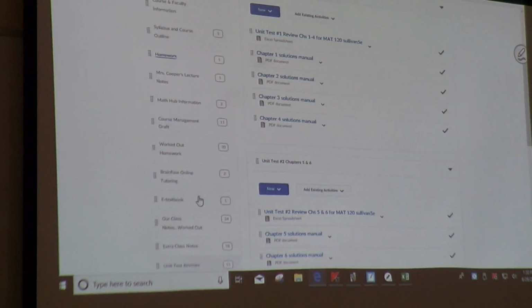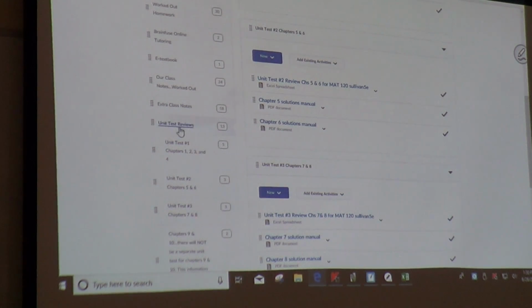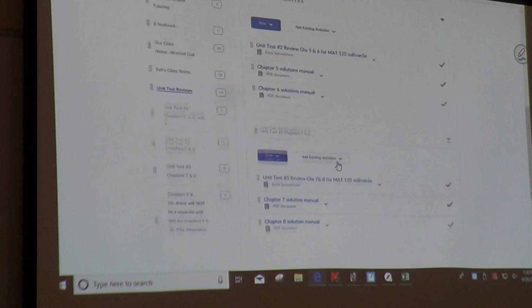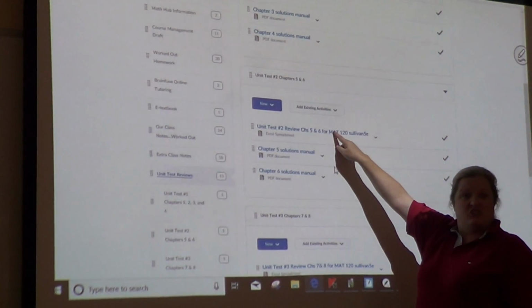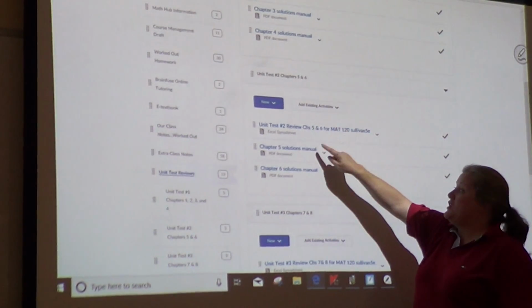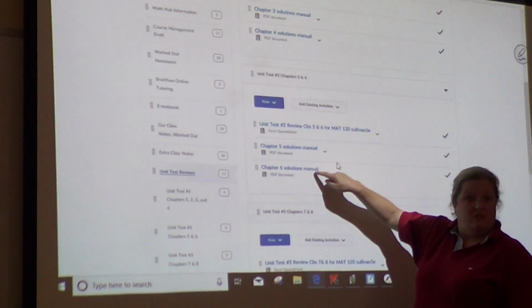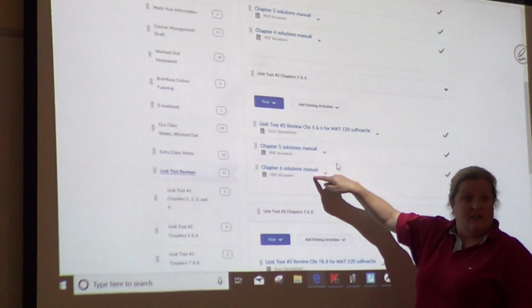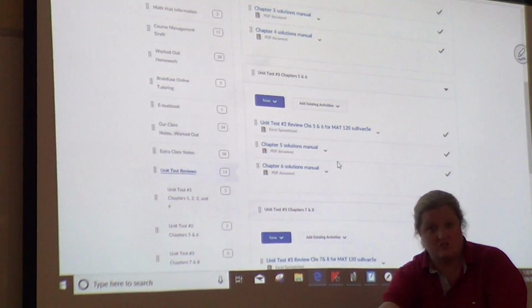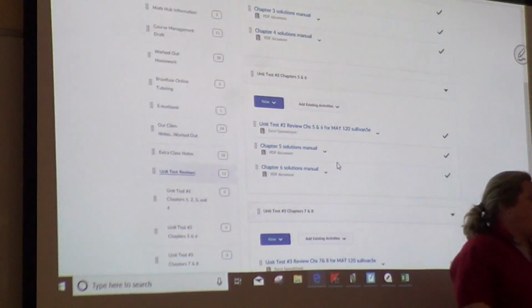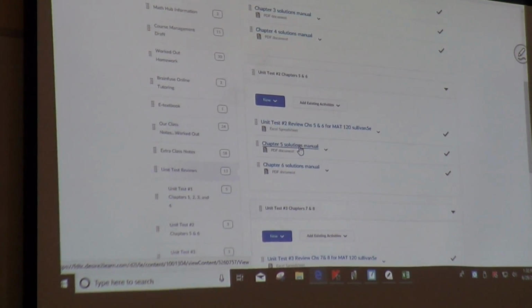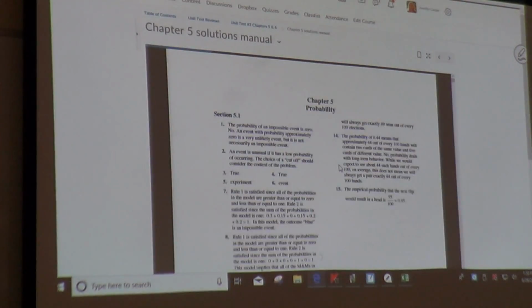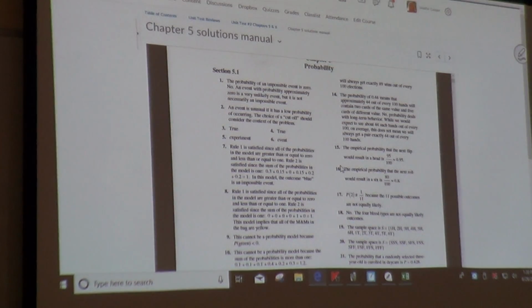Out here in D2L, you have the unit test review, which is where I pulled your unit review. That's the spreadsheet. Underneath the spreadsheet is the answer key to the book. It's like turning to the back of the book to check the answers. Part of your test is chapter 5 and part is chapter 6. So if you want the answers, you click on Unit Test Review, Chapter 5, and this is the answers from the back of the book.